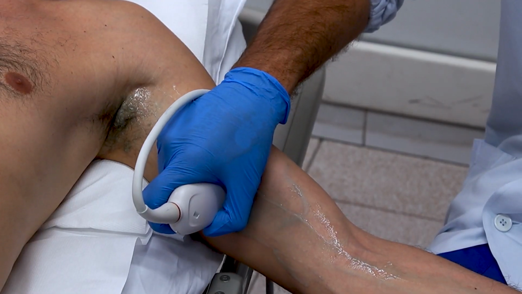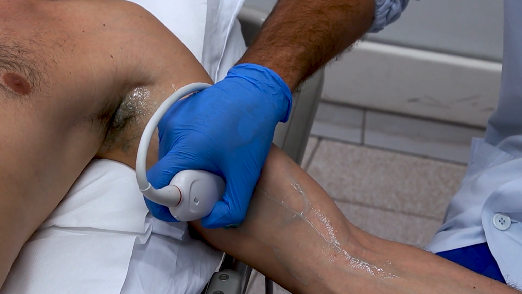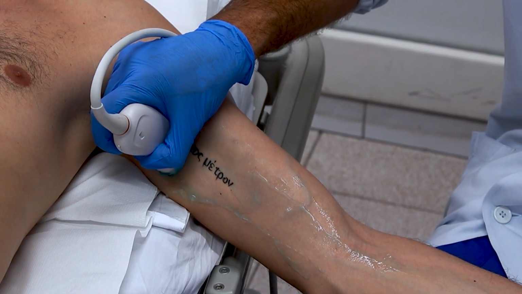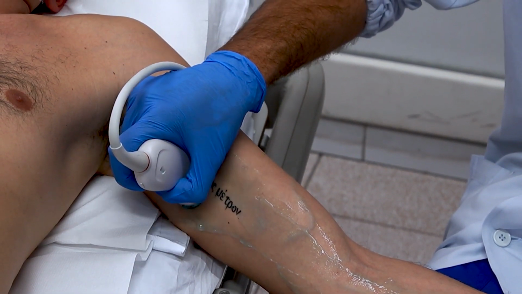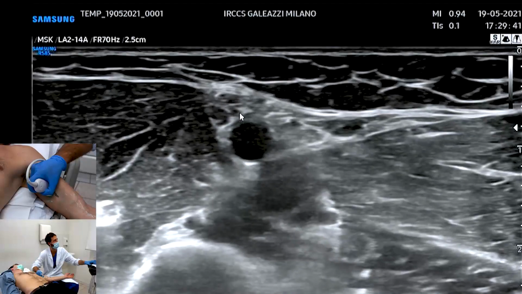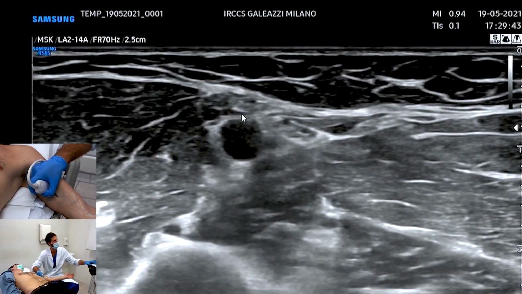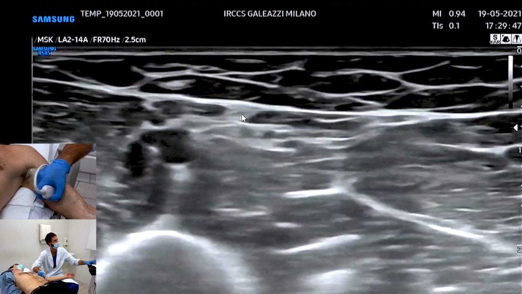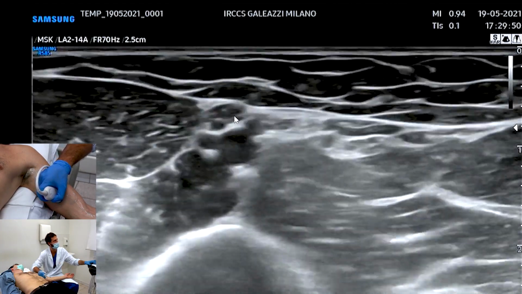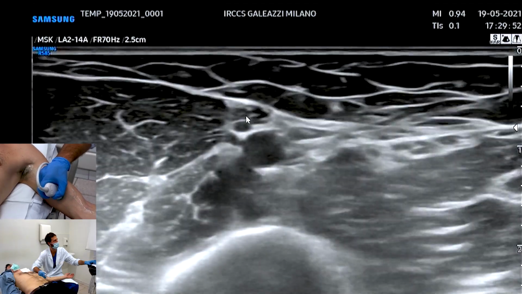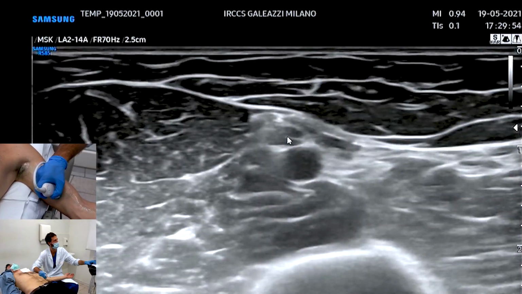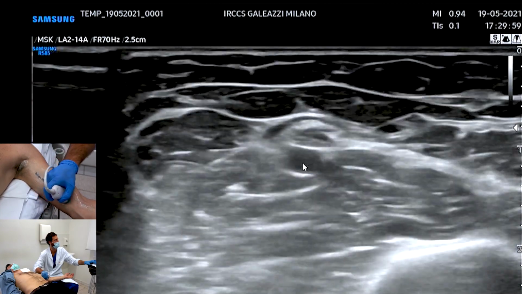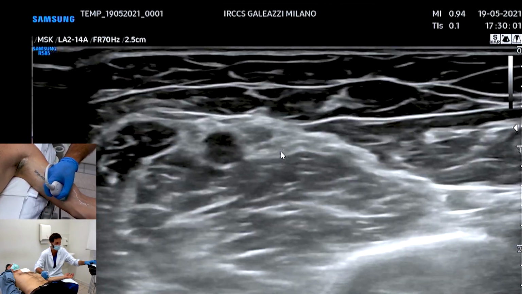So in the proximal part of the upper arm, the median nerve travels with the brachial artery, keeping the lateral position. However, in the mid part of the upper arm, you can see the median nerve gradually shifts superficially and medially to the brachial artery.